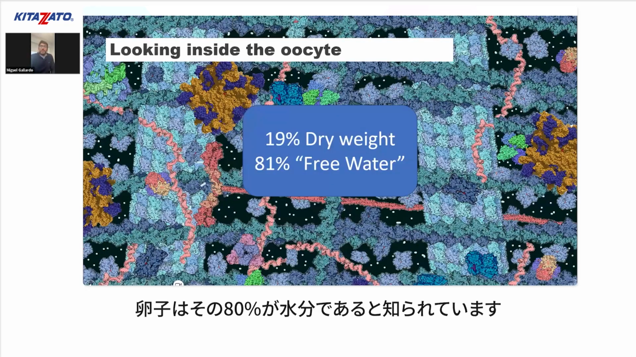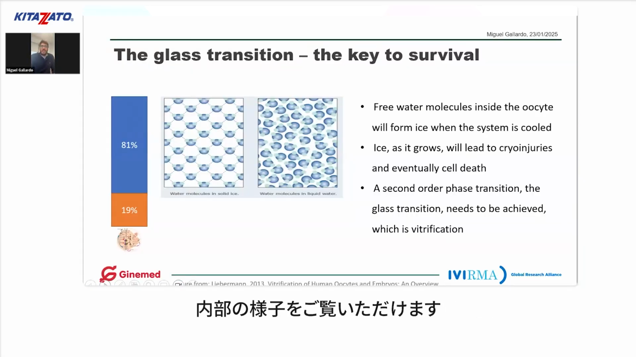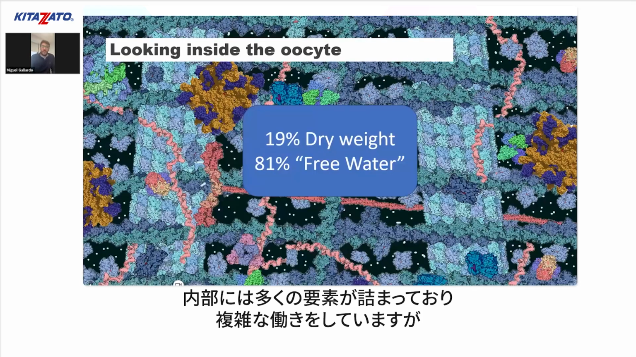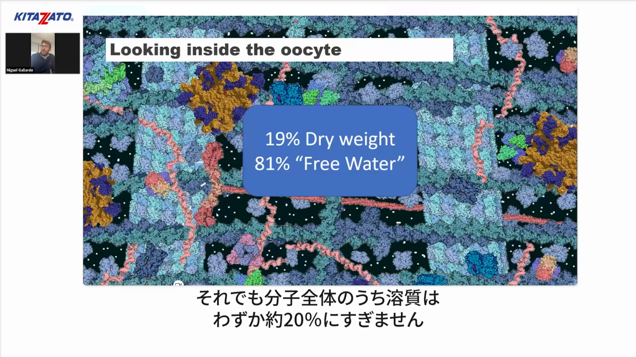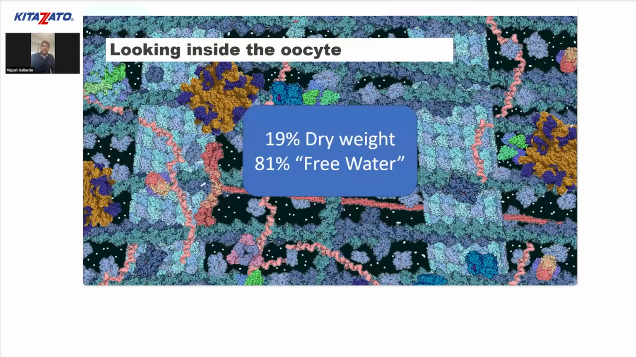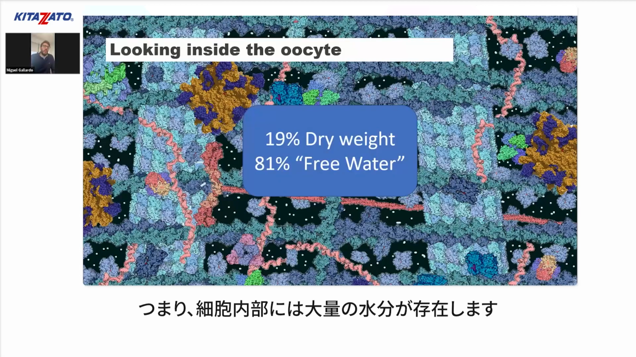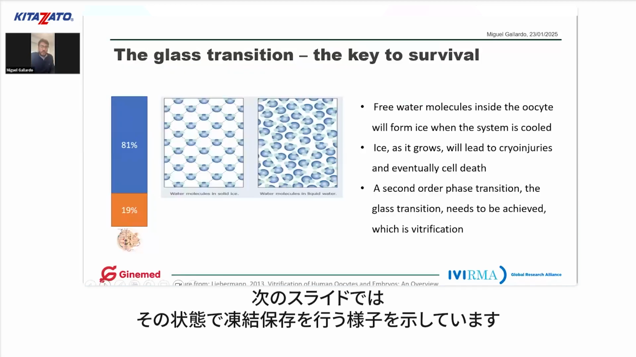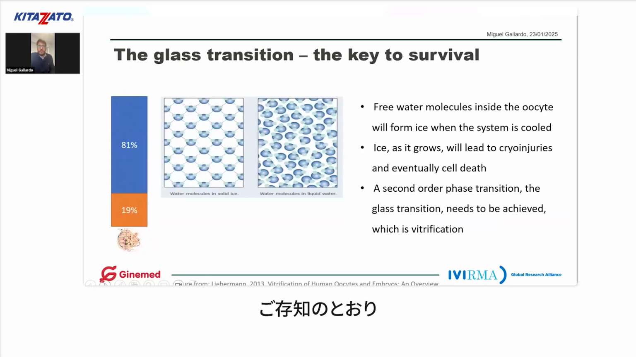You can see how it's going to look inside the oocyte. We said it has a lot of components, a lot of stuff going on inside, but still only 20% of those molecules, solutes, organelles are the oocyte, and we have a lot of free water inside. And that, if we move to the next slide, is going to be a problem when we are trying to do the cryopreservation. Probably we know this.